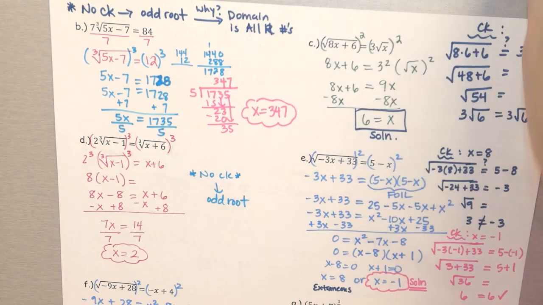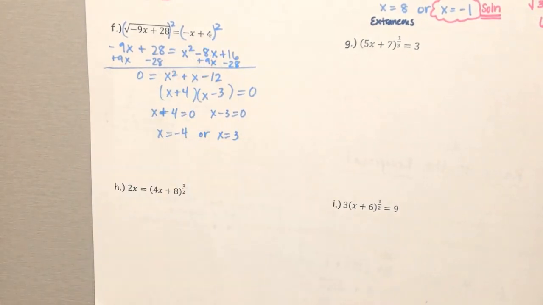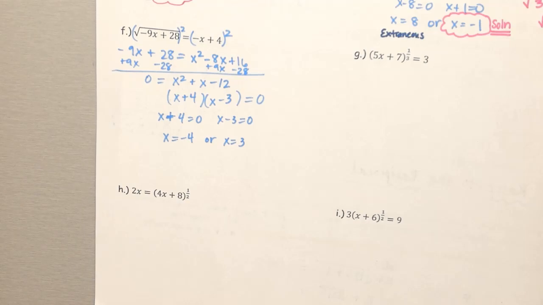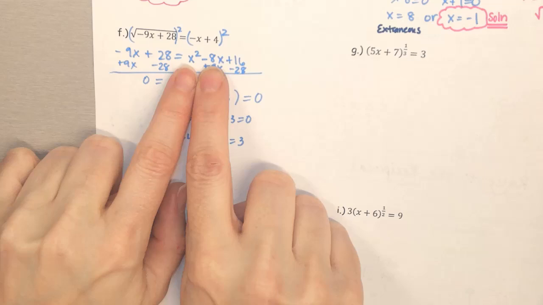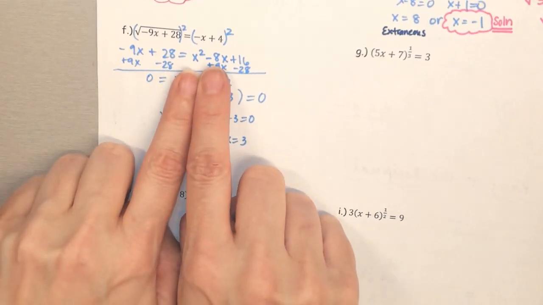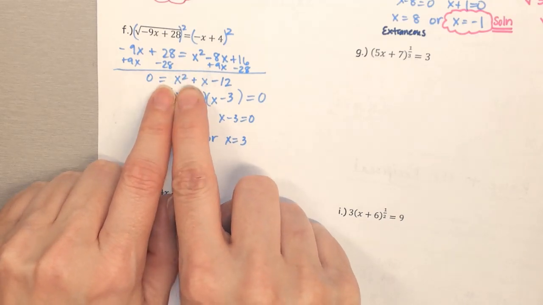Check our work for F. All right, so just like we did last time, we're going to have to FOIL there. So once we FOIL, then we'll get x squared minus 8x plus 16. Once you have this side into a trinomial, we're going to move everything over to this side. And I like to do that so I can keep this positive.